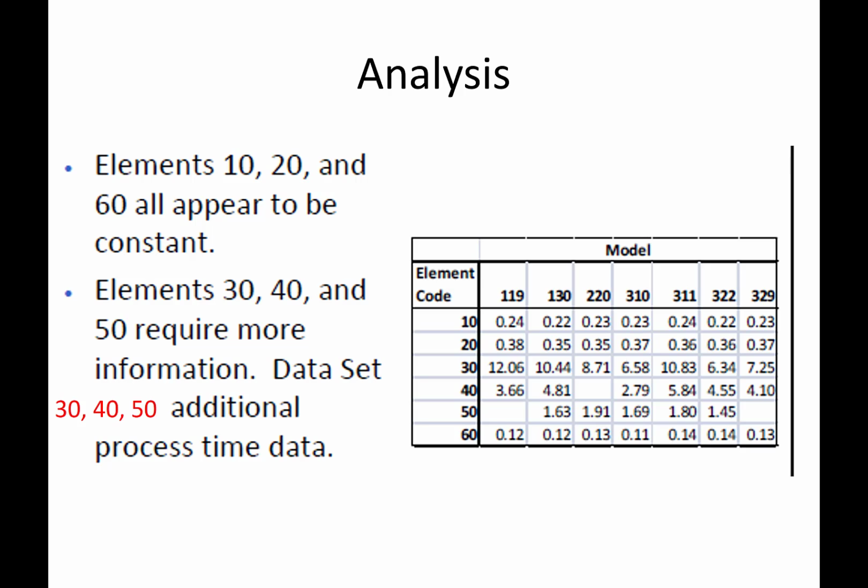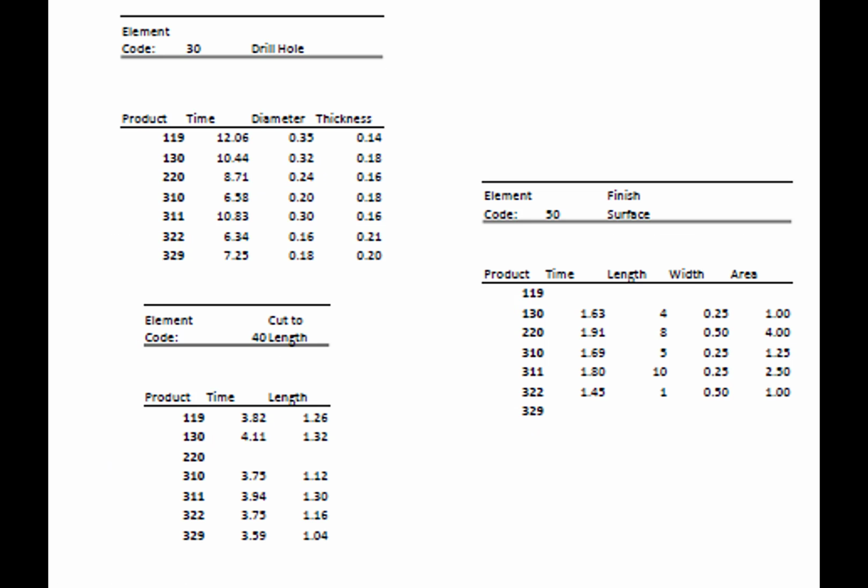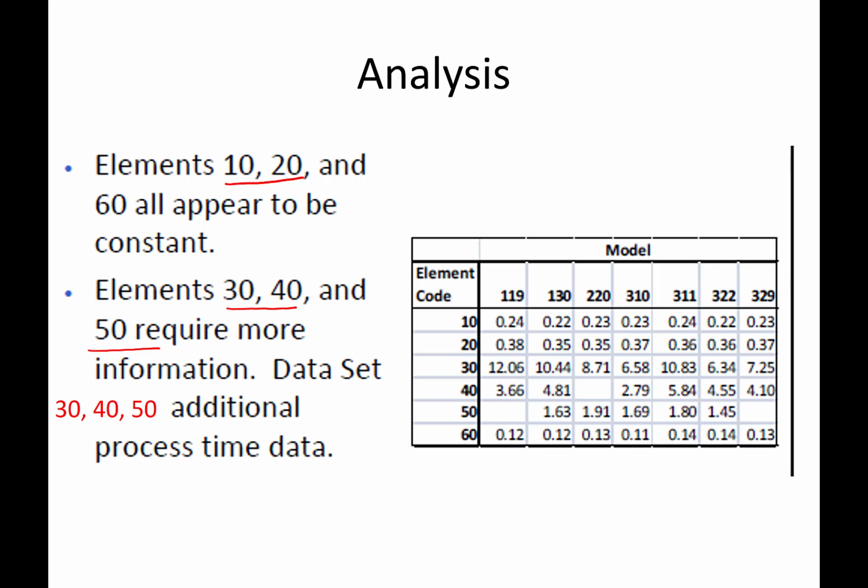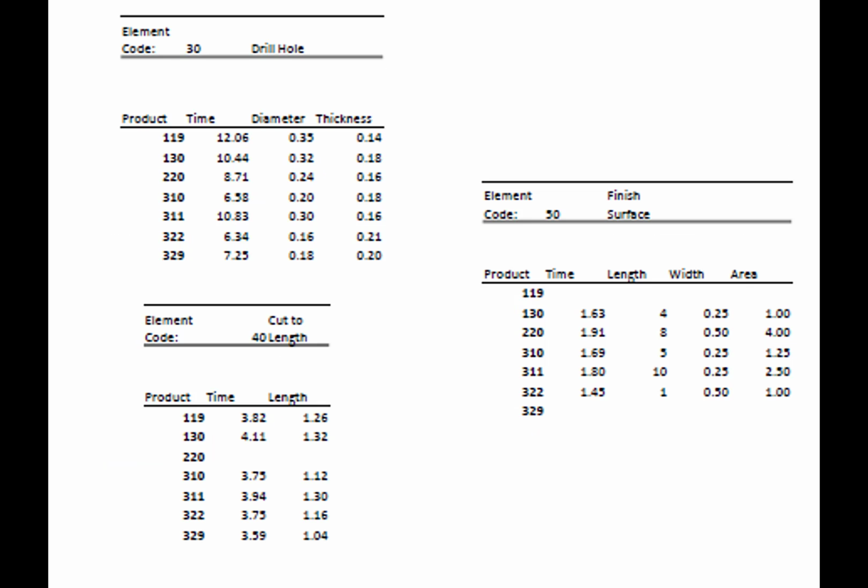So this is what I have already said, like these elements appear to be constant, while these elements require more information, as evident from the additional data sets available for 30, 40 and 50 elements. Okay, so this is the same about which I have talked. So for element 30, the additional data sets are available in form of, like say, for different models.